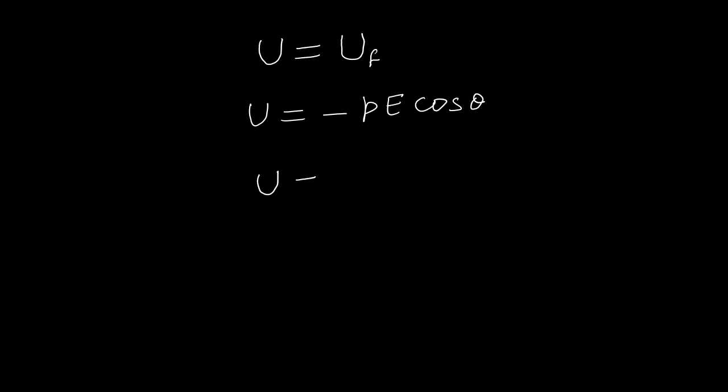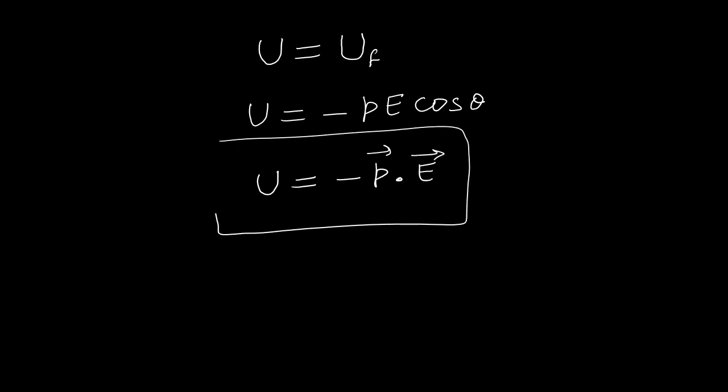We can write in general the potential energy U is equals to final potential energy of the system, and it can be written as U equals to minus of P E cos theta or in terms of vector dot product, this potential energy becomes U equals to minus P vector dot E vector. So this is the potential energy of a dipole in an external electric field.